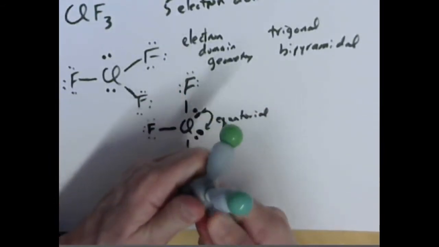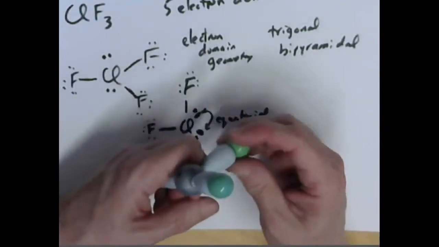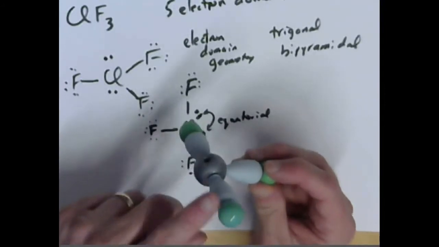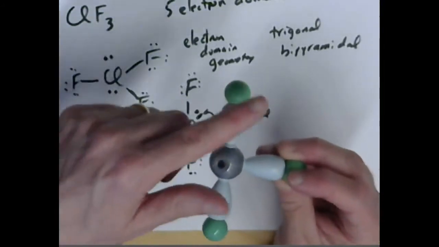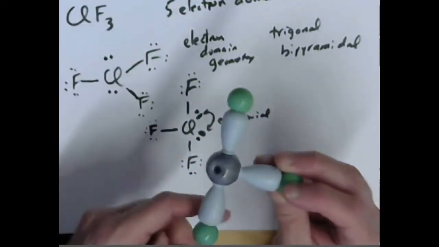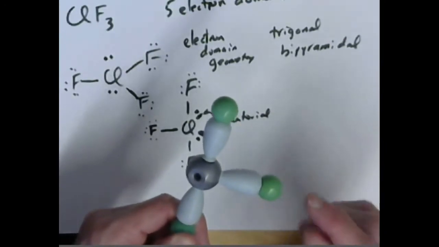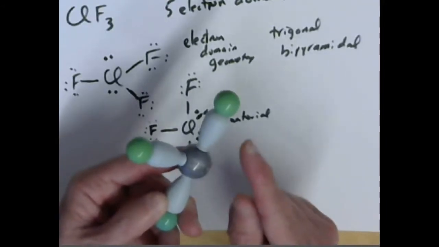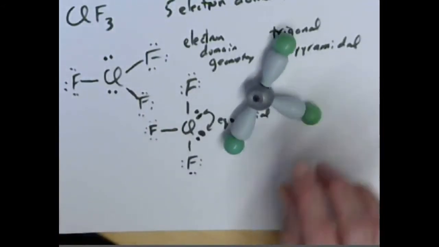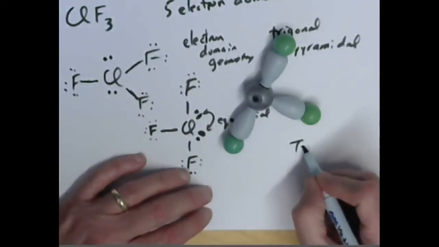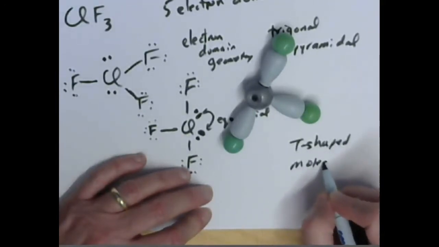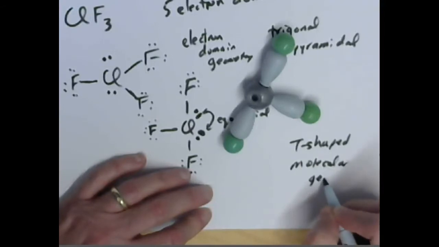This next non-bonding pair has to come off an equatorial position. So there are my axial atoms. There are my axial atoms. That's my atom on the equatorial position. And there's one non-bonding pair, and there would be the other non-bonding pair. And so that gives us a T-shaped molecular geometry.